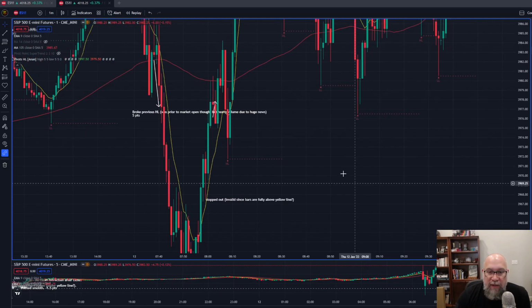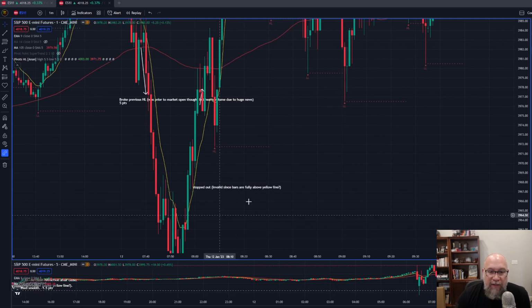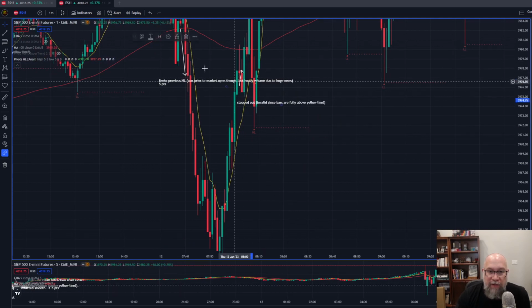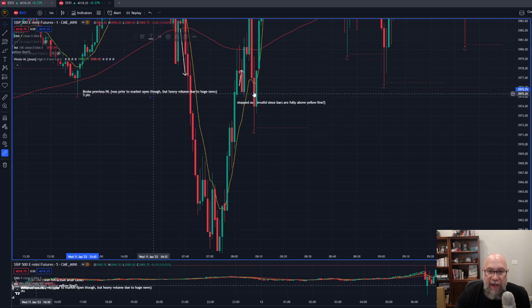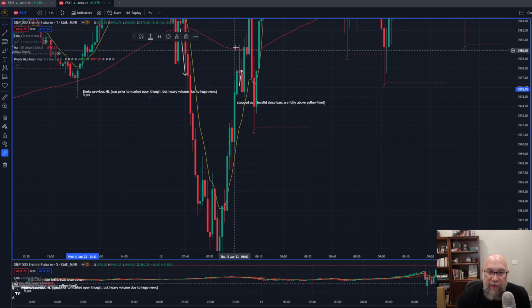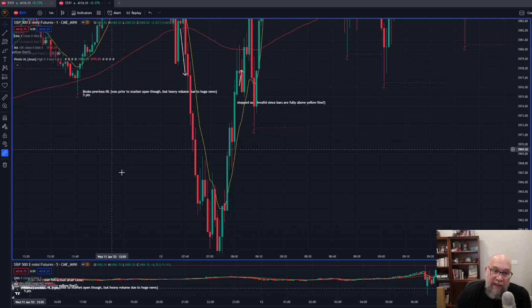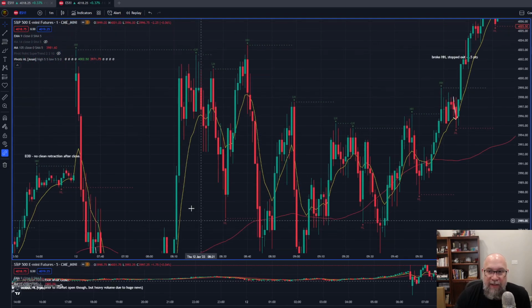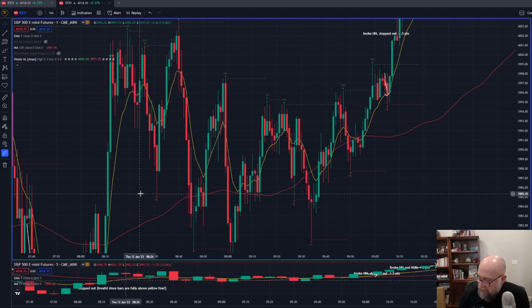Here's a win. Here was a stopped out. But the question I have is, is it even valid? The bars are so far above the yellow line. Does that make it not valid? And we tagged the red line. So not sure, but we have a win and a loss, if it is indeed that. So let me check those bars.